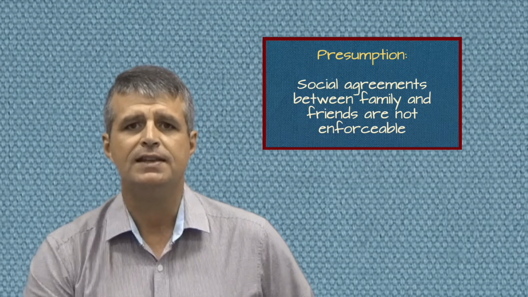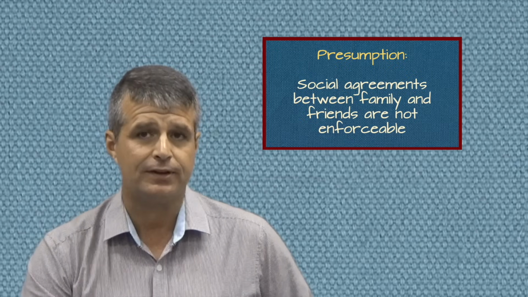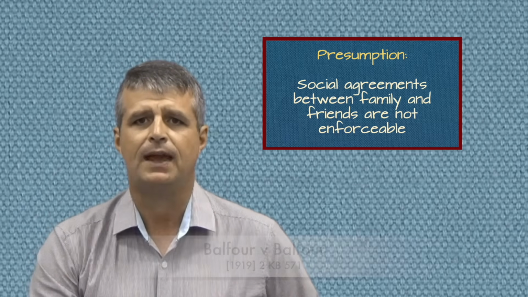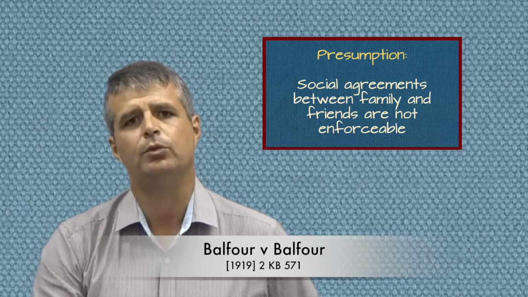The first is that agreements between family members and others in close relationships are what we call social agreements, and that social agreements are not enforceable by the courts. This makes sense if you think about it, because families make all sorts of promises and agreements within themselves, and it's not the law's intention to jump in every time there's a family squabble.